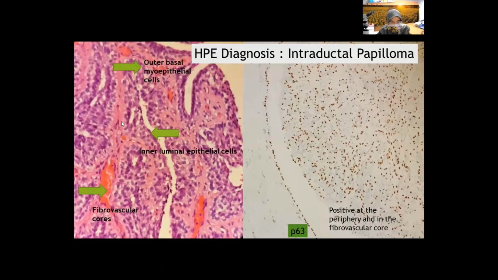The inner is the luminal epithelial cells and intact myoepithelial cells. The typical finding of this intraductal papilloma is that when we did P63, it is positive at the periphery and within the fibrovascular core. This is the typical finding in intraductal papilloma, indicating benignity of the lesion.